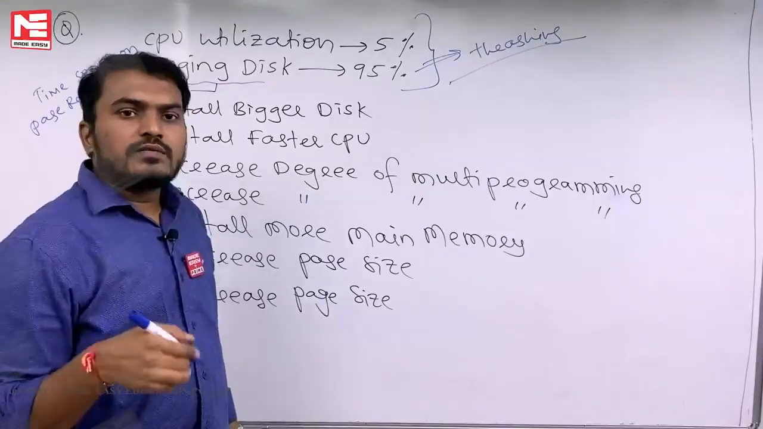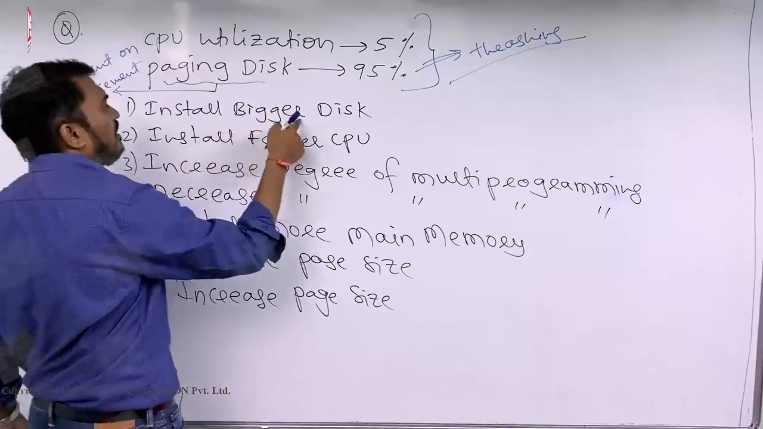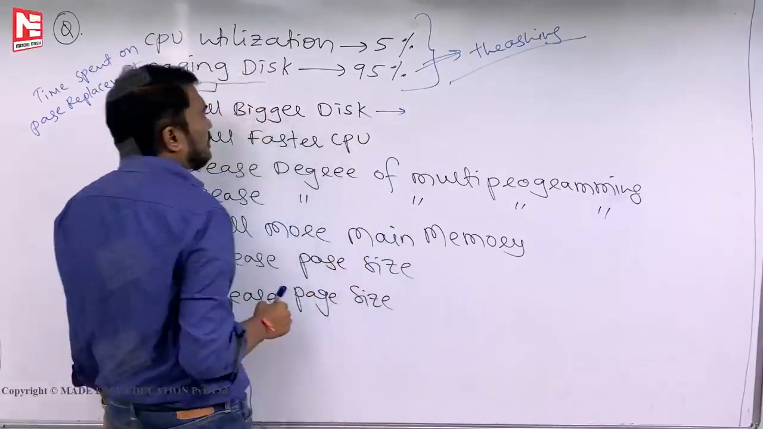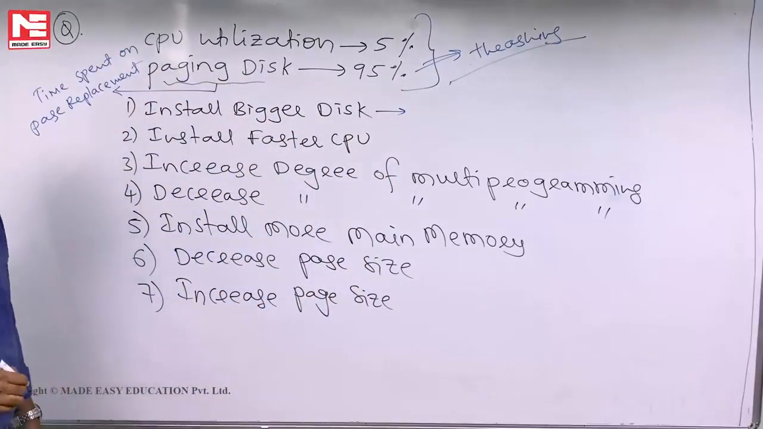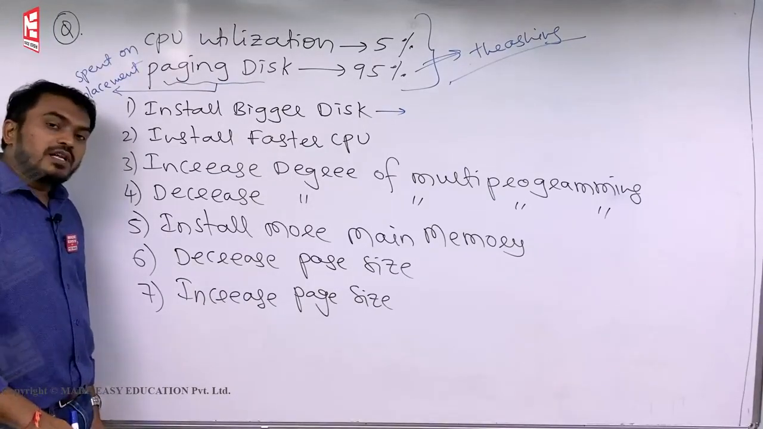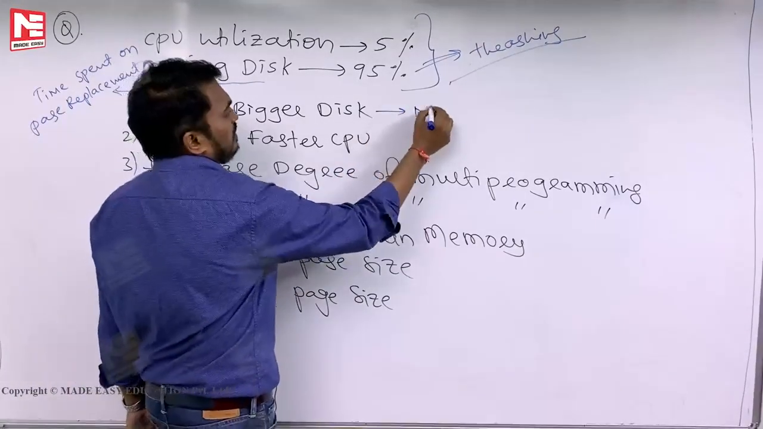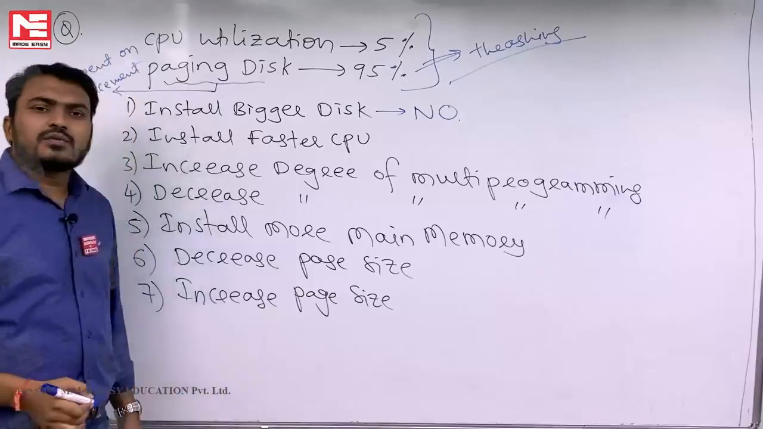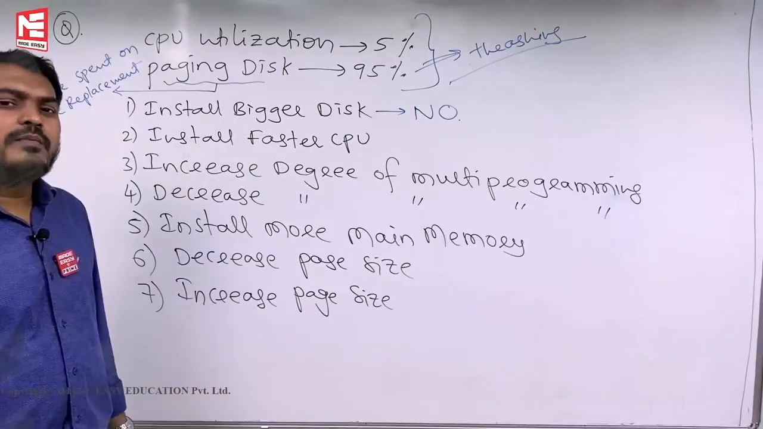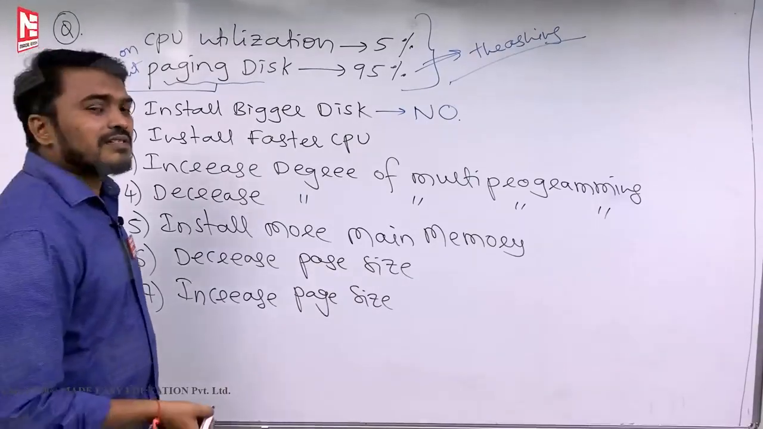The question asks which of the following will improve the CPU utilization. Now tell me, the first one is installing a bigger disk. If you install a bigger hard disk, will it improve CPU utilization? If I add more secondary memory, will it improve CPU utilization? No. Why? Because it has nothing to do with the hard disk. The problem is with the main memory, not with the secondary memory.